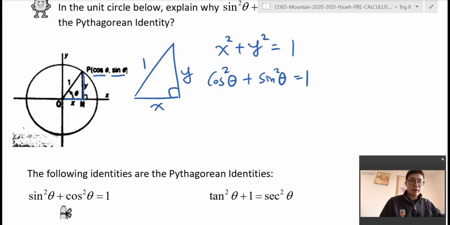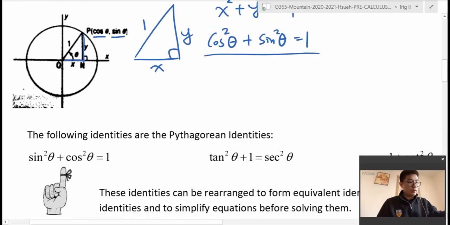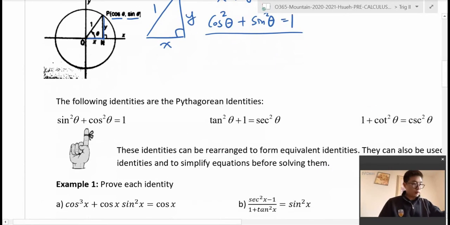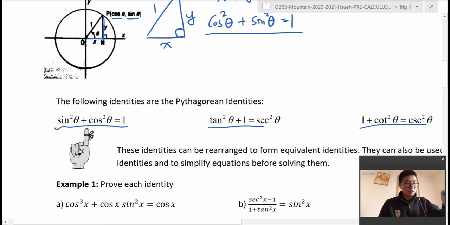However, there are variations of it. This is the basic Pythagorean identity, but you can manipulate it and get either this form or that form as well. So tangent squared theta plus 1 is also equal to secant squared theta, and 1 plus cotangent squared theta is also equal to cosecant squared theta. Again, the first is the most commonly used, but you do see the other two as well.